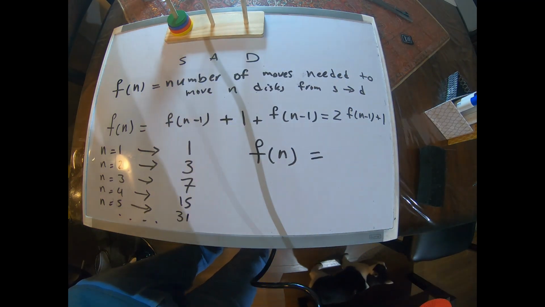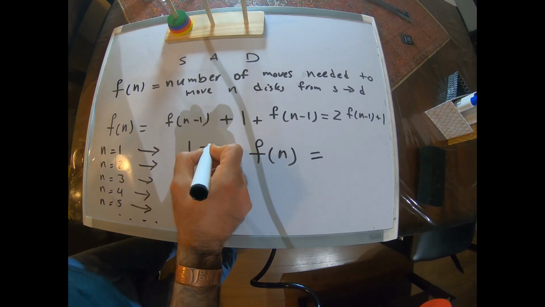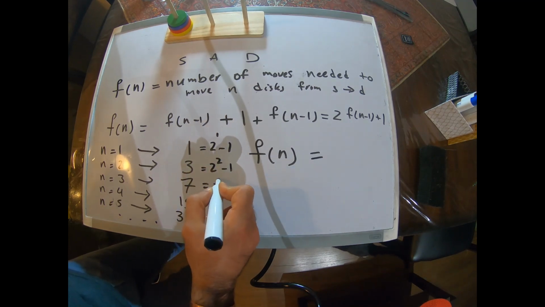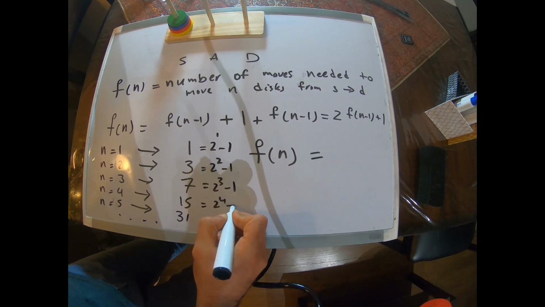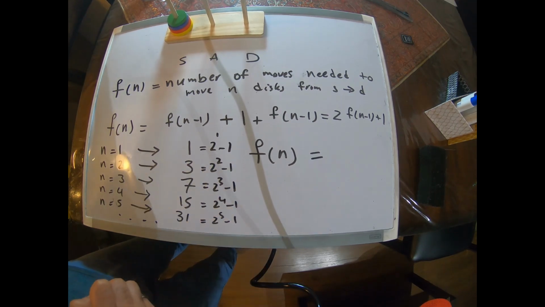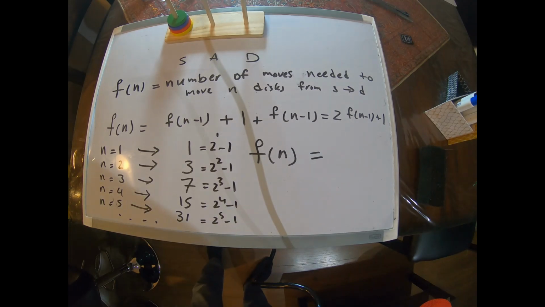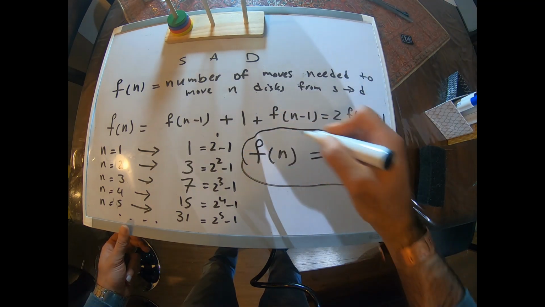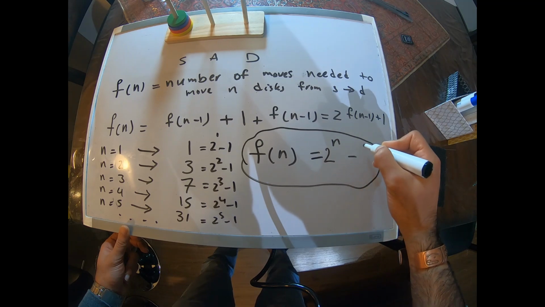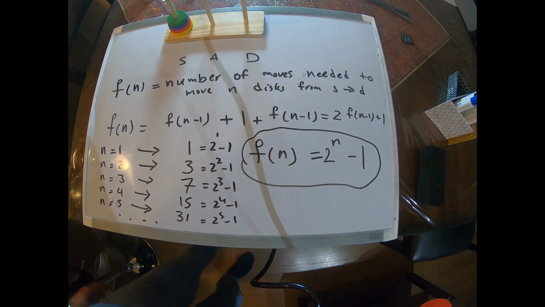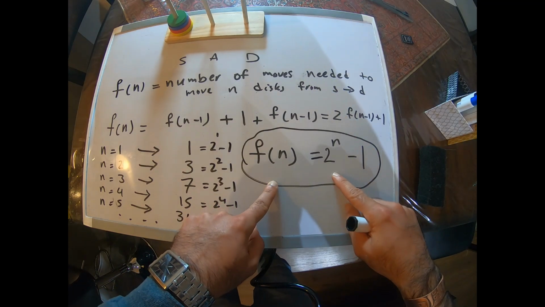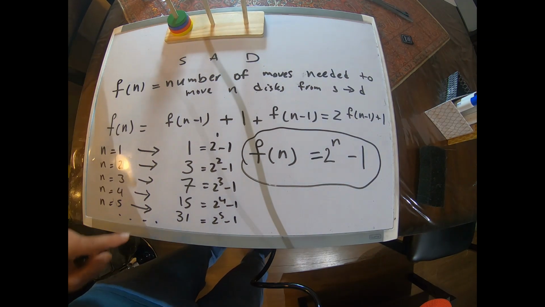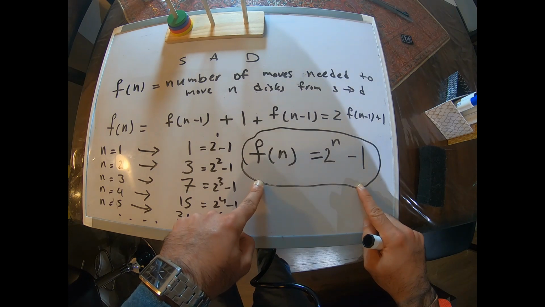Is it possible? If you think about this, this is actually 2 to power 1 minus 1. This is 2 to power 2 minus 1. This is 2 to power 3 minus 1. This is 2 to power 4 minus 1. This is 2 to power 5 minus 1. And it's going to be exactly like this for the rest of them. So you can think of f of n as 2 to power n minus 1. This is the number of moves needed to move n disks from source to destination, right? So we know exactly how many moves are needed.